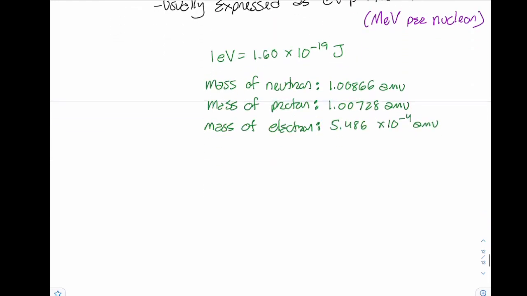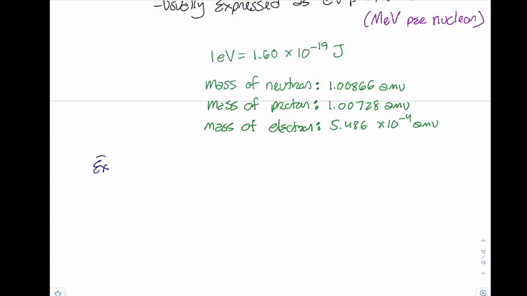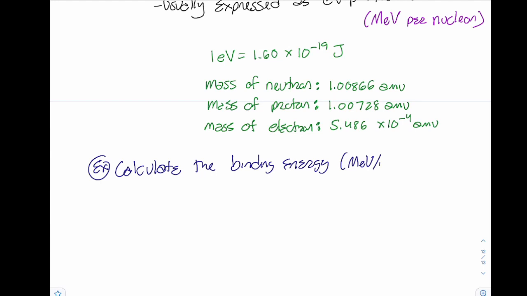So the example that we're going to do is we're going to calculate the binding energy, and we're going to do it in mega electron volts per nucleon for iridium-174.